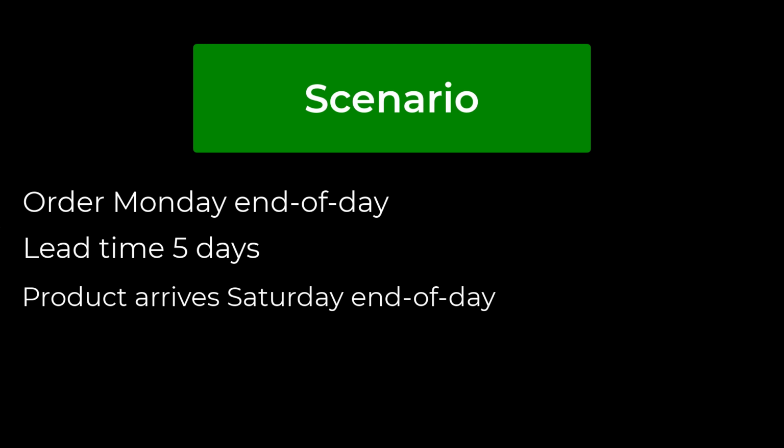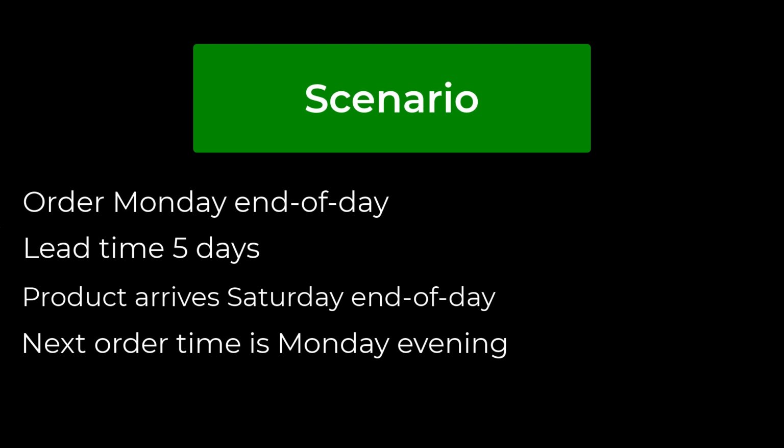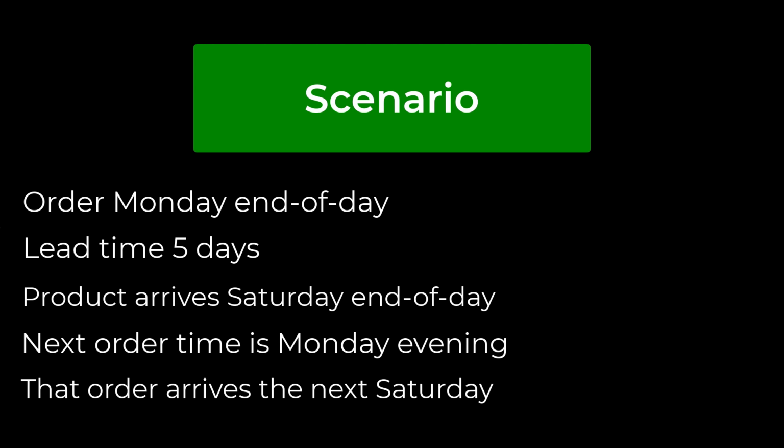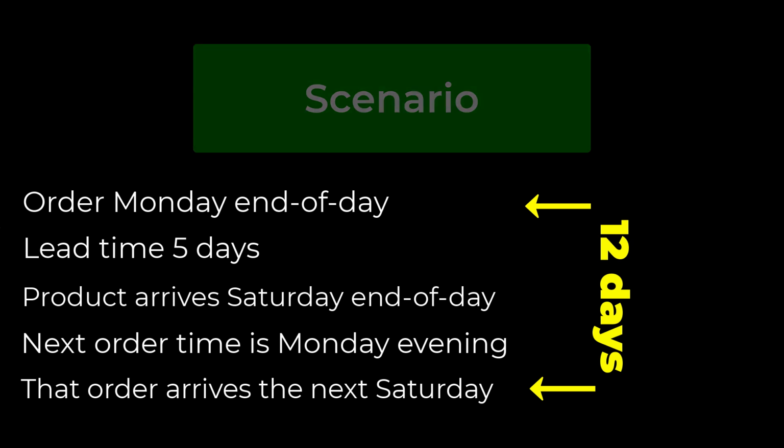After you receive the product, you will have another 2 days until you order again. That would be Monday evening. And then that order will arrive in another 5 days. So each time you order, you need to think about how much product you will need to last you 12 days. That product demand will need to be satisfied by your existing inventory, plus what you will receive in 5 days. This is how it could look if you put it in a spreadsheet.